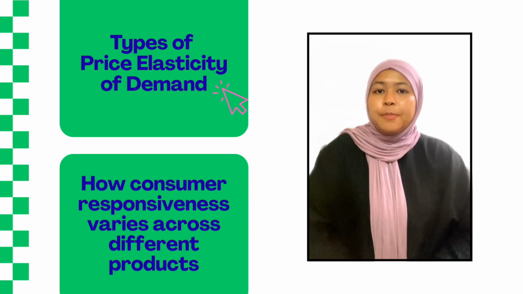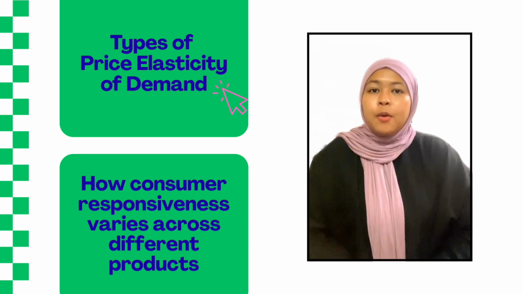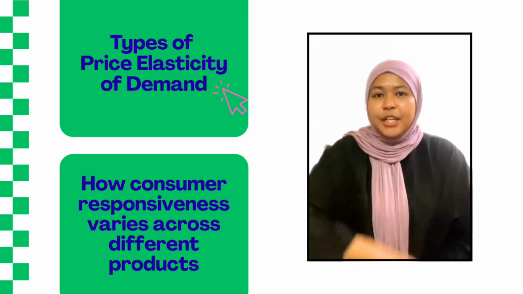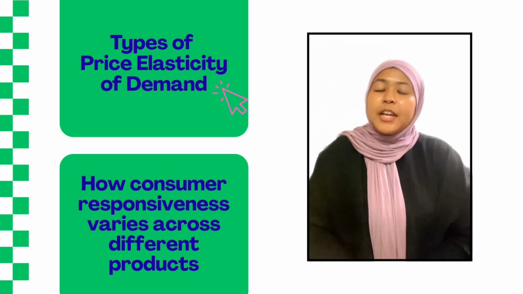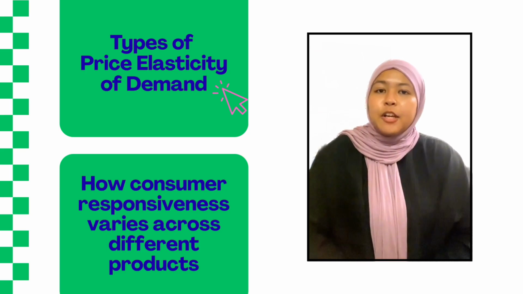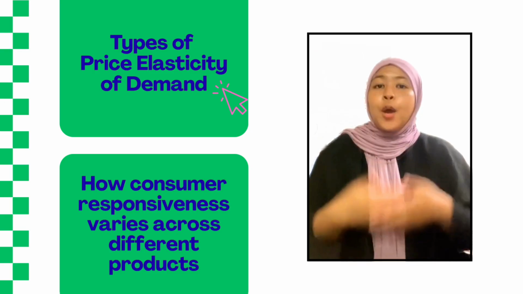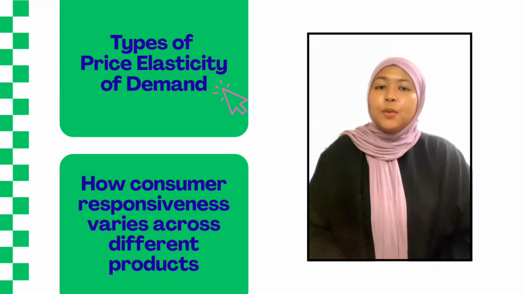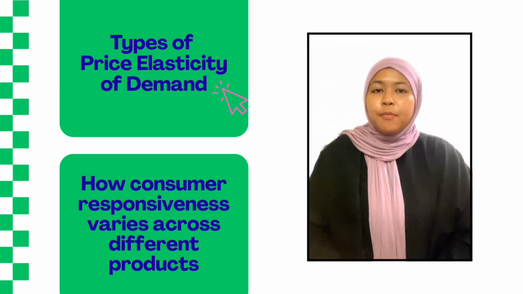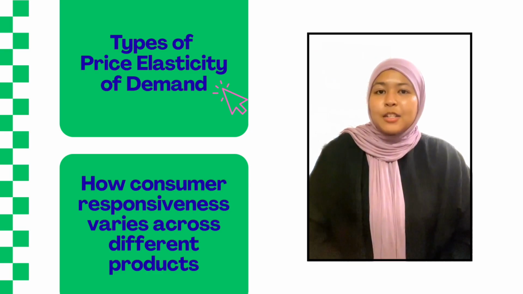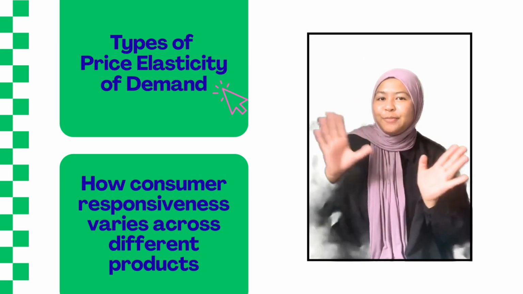Some products experience a large change in demand when prices change, while others experience very little change. Therefore, different categories of elasticity are used to explain these varying consumer responses. With that, I would like to pass the presentation to our second presenter who will discuss the different types of price elasticity of demand and explain how consumer responsiveness varies across different products. Thank you!